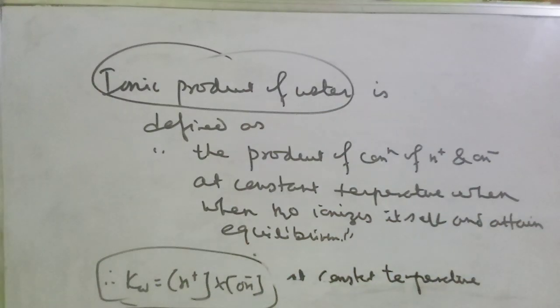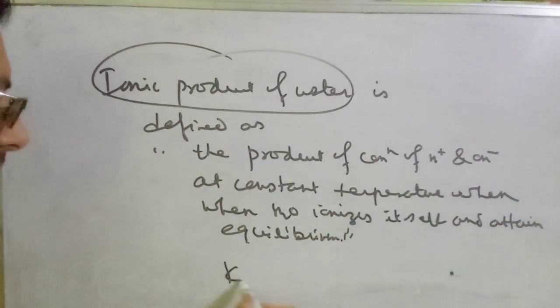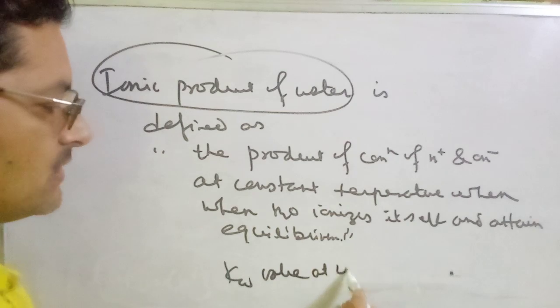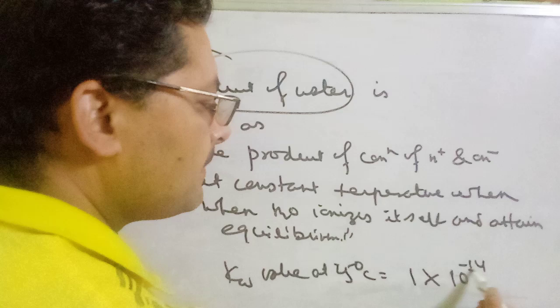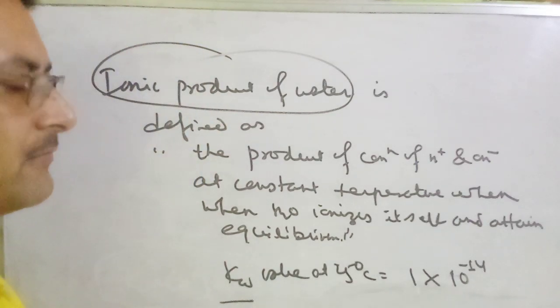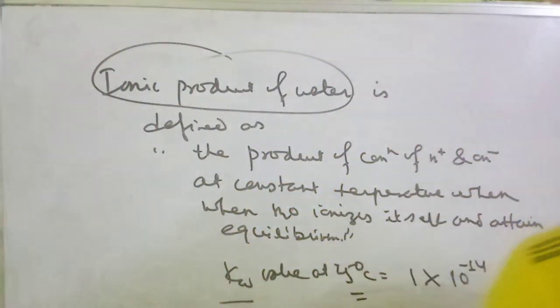The ionic product of water has a constant value at a given temperature. And what is the ionic product value of water? Kw at 25 degrees centigrade is equal to 1 multiplied by 10 to the power minus 14. But this value depends upon temperature, so as you change the temperature, the Kw value will change. At 25 degrees centigrade, it is 1 into 10 to the power minus 14. So this is about the ionic product of water.